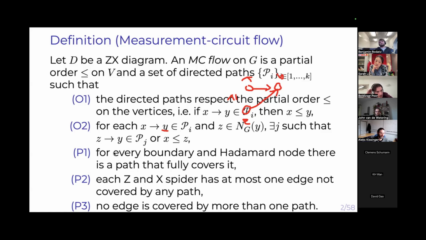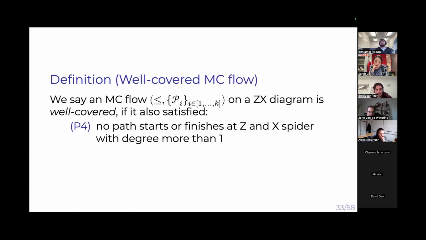The rest I am not going to explain because I see I'm running out of time, but the point here is that this describes diagrams that fit our purposes. And then we have one more part of this definition, this well-coveredness, which says that no path finishes or ends in internal Z or X spiders with degree at most 1, degree more than 1. But we allow paths to finish here because this corresponds to just a measurement.